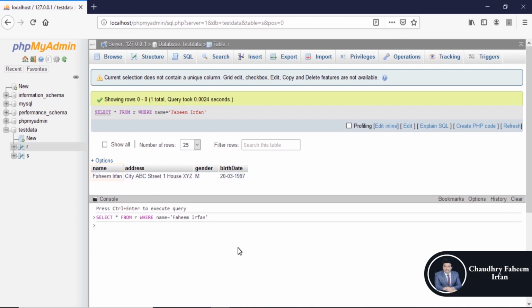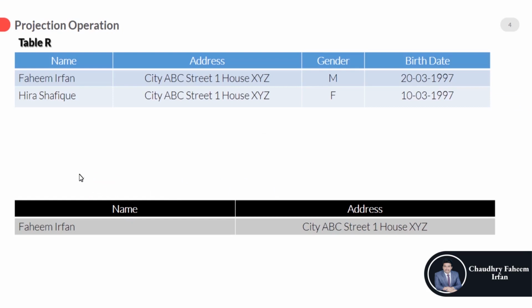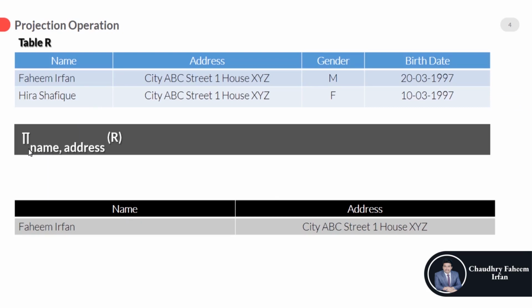Now we are going toward our second operation, which is the projection operation. Here is the projection operation. By using the projection operation, we can select specific columns. The relational algebra for the projection operation is here. Pi indicates the projection operation. Name and address are the column names, and R is the relation. What is meant by this relational algebra statement is: select name and address from R. So select name and address both from relation R, and the result is in the blank table: name and address are selected.